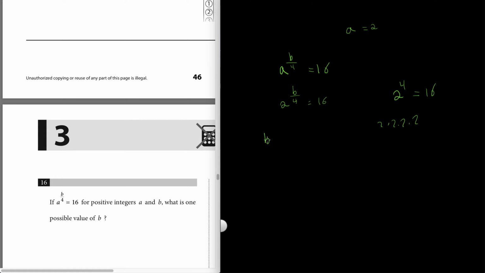So therefore, b over 4 has to equal 4. So maybe pause the video over there and think about why that is. And so we can solve for b now by multiplying both sides by 4, and we get b equals 16. And there were many ways to do this if you chose a different value for a, but in this case, one value of b is 16.